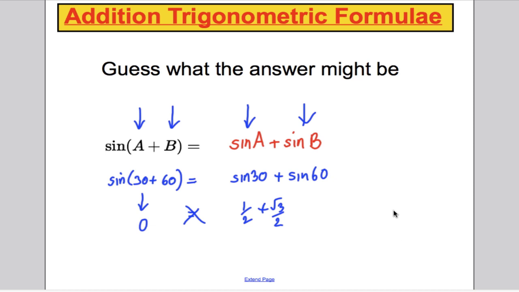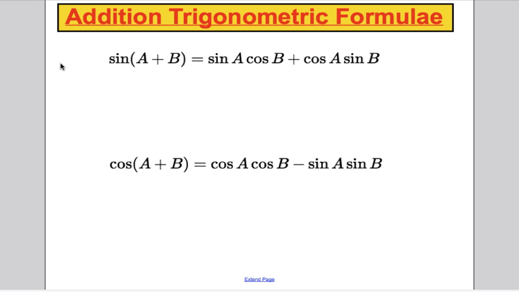Now I'm going to show you what the formula for sine A plus B is. I'm not going to derive it for you. It is in the book if you want to look, but I'm just going to show you what it is. It turns out, and this is given to you in your formula booklet in the exam, that sine A plus B is equal to sine A cos B plus cos A sine B. And cos A plus B is cos A cos B minus sine A sine B. These are given to you in the exam.